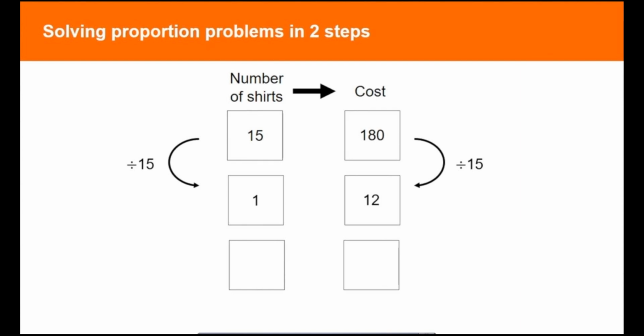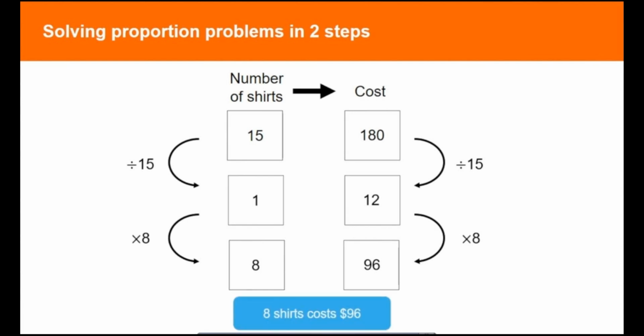We want to work out the cost of 8 shirts. So our next step is to multiply by 8. Again, to maintain the equivalence, we need to do this to both sides. This tells us that 8 shirts will cost $96.